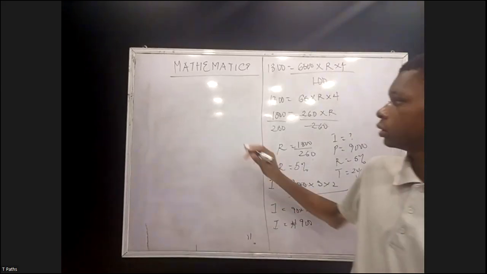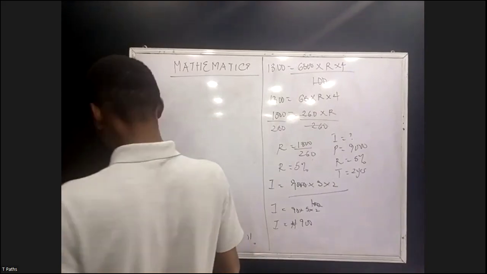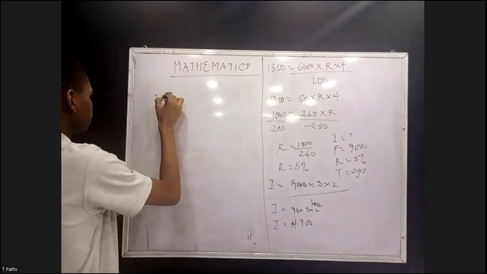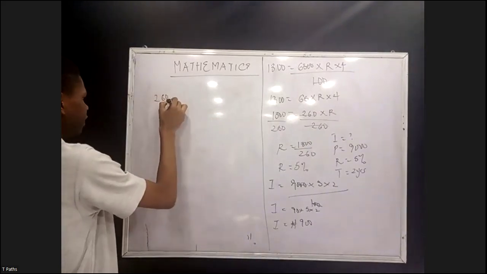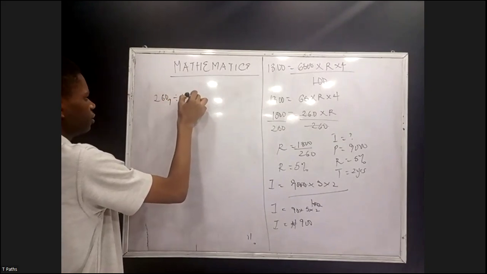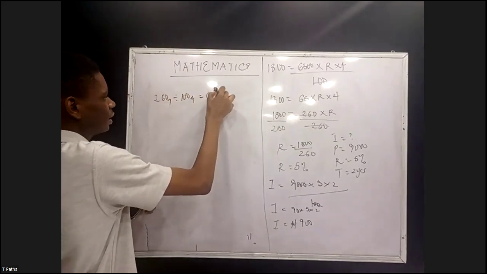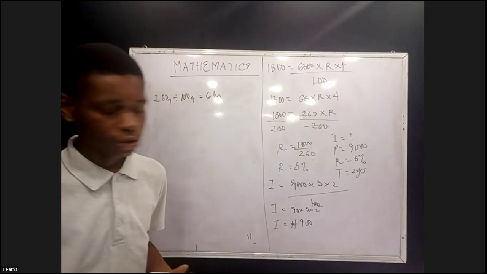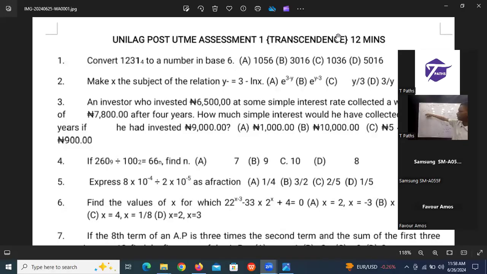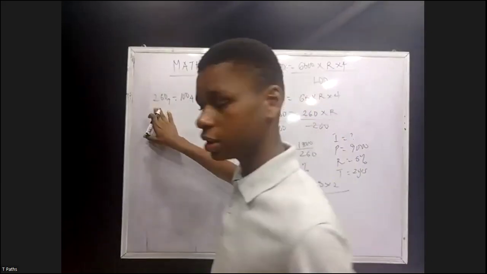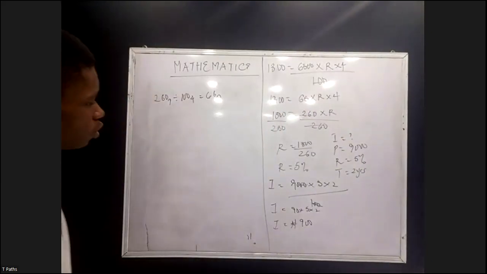All right, so the fourth question says 260 base 9 divided by 100 base 2 is equal to 66 base n. Actually, after you solve this question, I don't think the answer is there. From what I'm seeing, the question is not correct, or there's a typographic error. When you are given this question, the first thing you do is convert each of these to base 10.